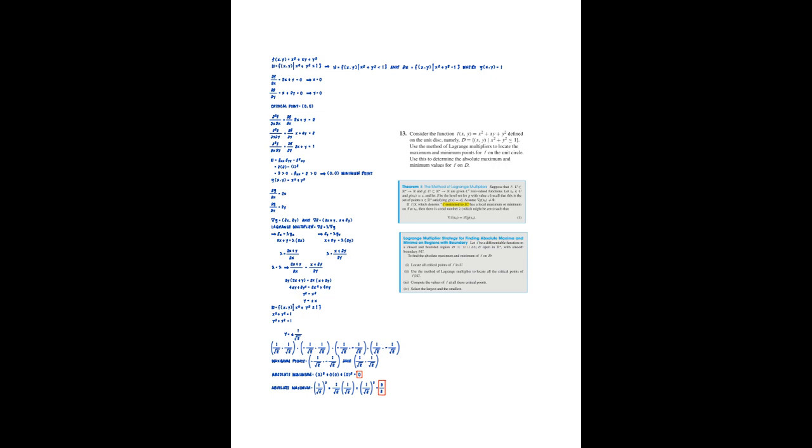So these points, you could say that, one second. You could say that the absolute maximum of f on D is 3 over 2 at the points -1 over square root of 2, -1 over square root of 2, and 1 over square root of 2, 1 over square root of 2. And then the same goes for the absolute minimum. It is the value of f on D as it occurs at the origin.